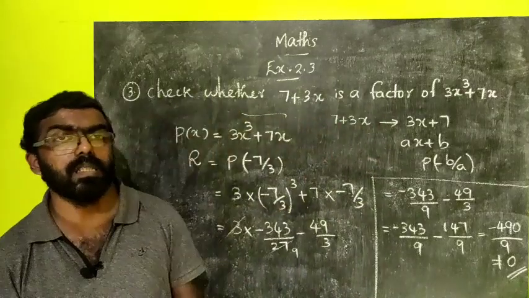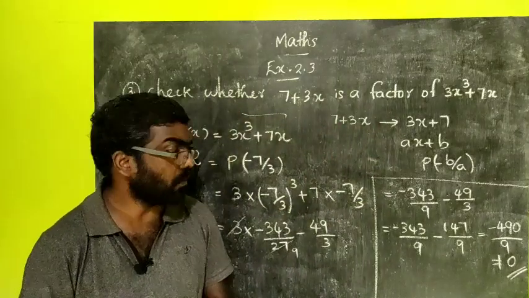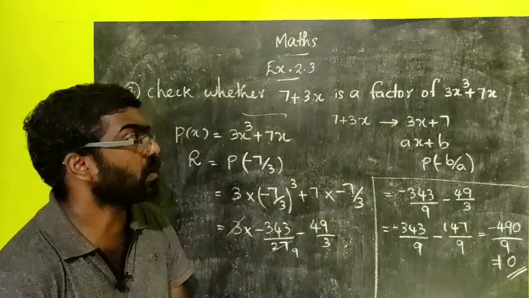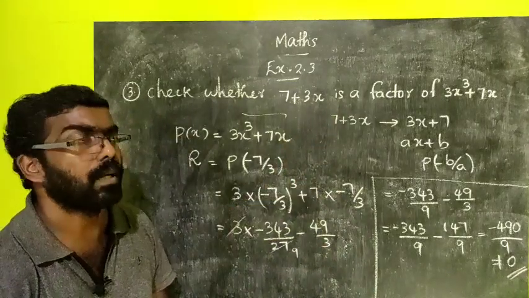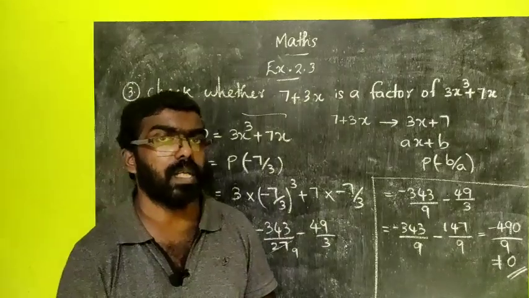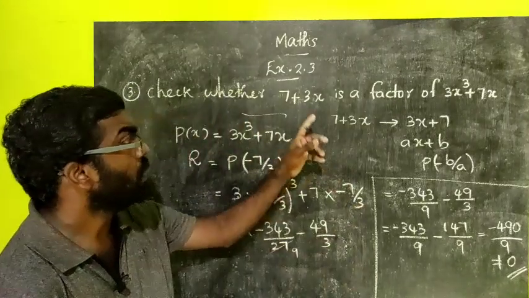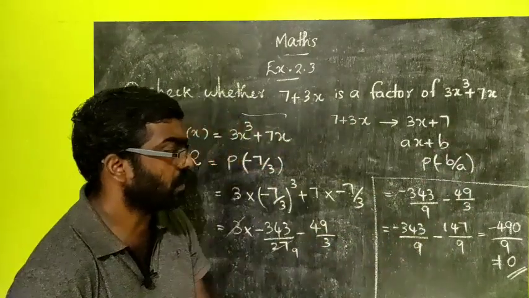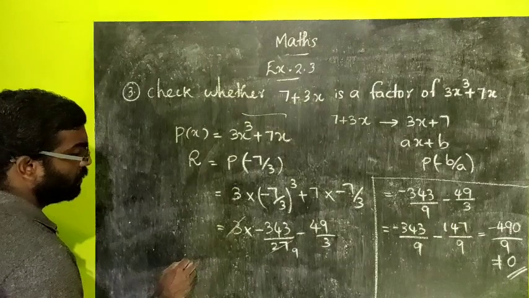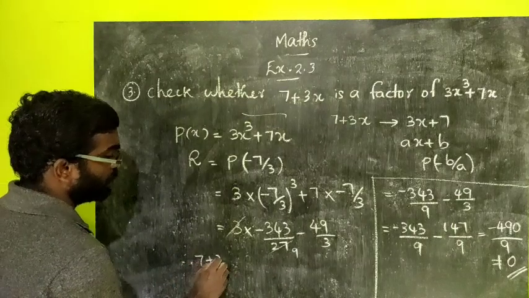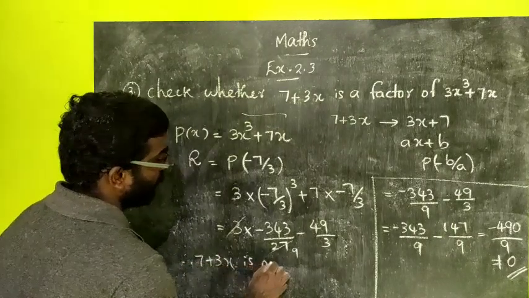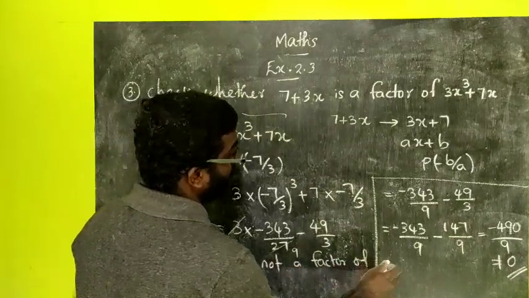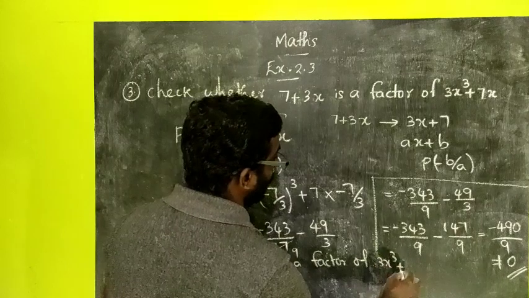That means the remainder is not equal to 0. Therefore we can conclude 7 plus 3x is not a factor of 3x cube plus 7x. Okay, if the remainder is equal to 0, then only we can conclude 7 plus 3x is a factor of 3x cube plus 7x. Here it is not equal to 0. Therefore we can conclude 7 plus 3x is not a factor of 3x cube plus 7x.